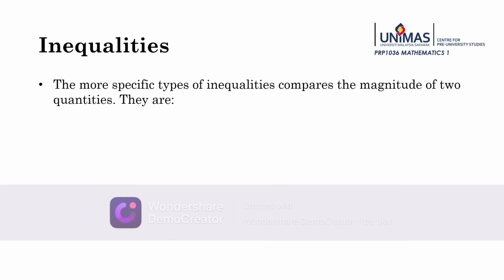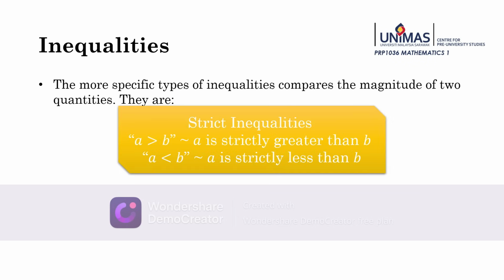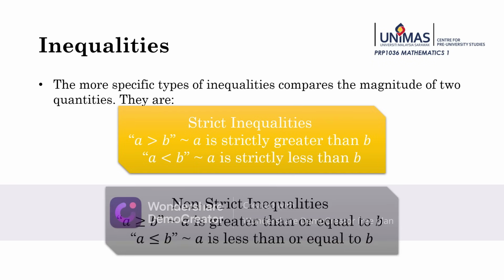The more specific type of inequality compares the magnitude of two quantities. We have two types. Strict inequality, so A greater than B, A less than B, very strict. And non-strict inequality, where we have A greater than or equal to B. Why is it non-strict? Because A is greater than B, or equal to B. So can you tell the difference between strict inequality and non-strict inequality?